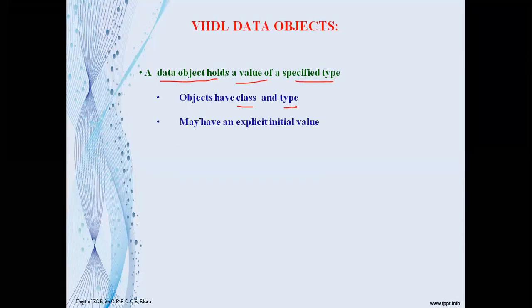And the data objects may have an explicit initial value. So it is an optional one. If you want to assign an object with an initial value, you can assign it. If it is necessary, you can use it. It is an optional one, the initial value, right?